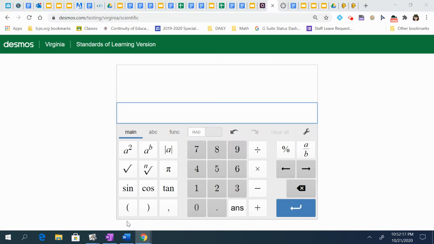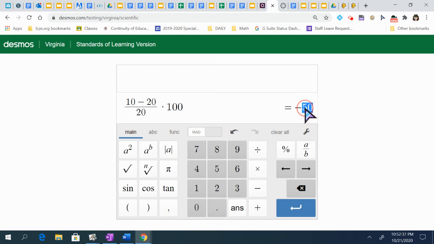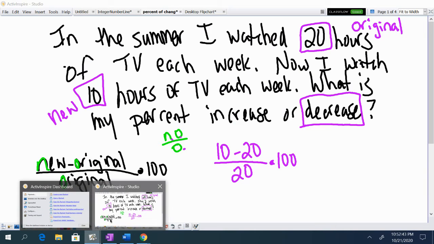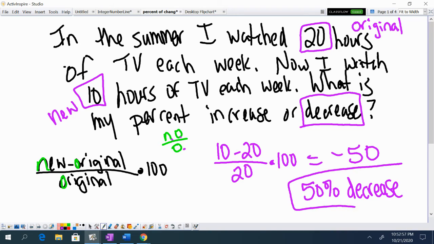So I'm going to go to Desmos because it's just easy to be able to use that fraction bar. Remember, the top was 10 minus 20. The bottom is 20 again. Make sure you come outside the fraction and say times 100. So this is my answer. Look, it's negative 50. That tells me it's a decrease. But I don't use negative in the answer. I'm just going to say it's a 50% decrease. And again, I know that because it's a negative answer.